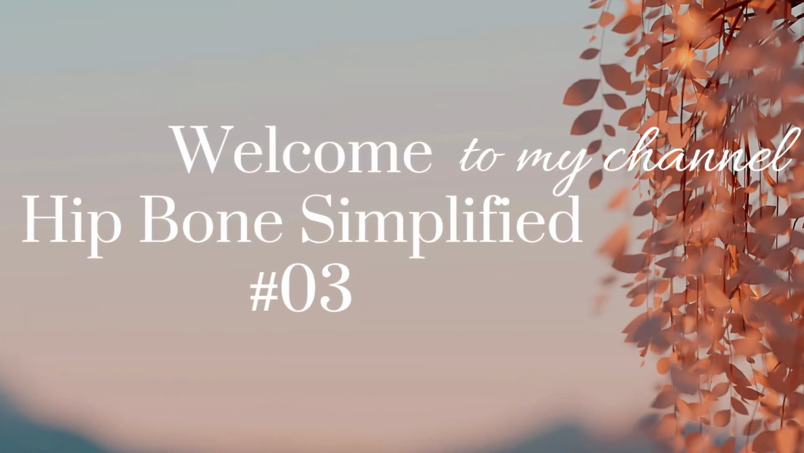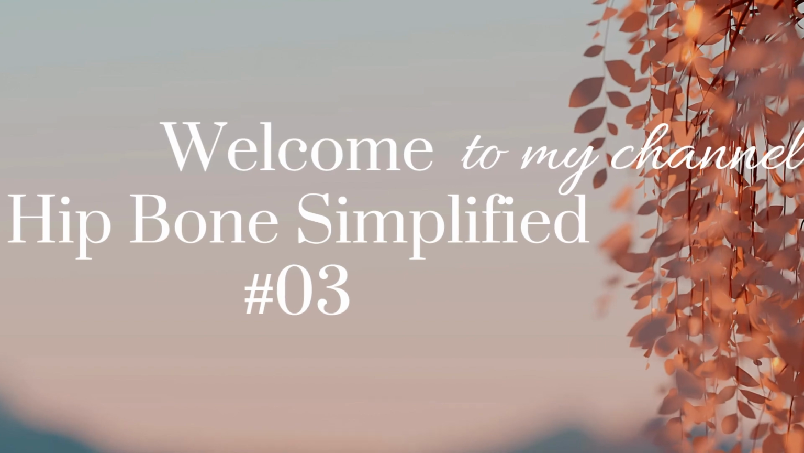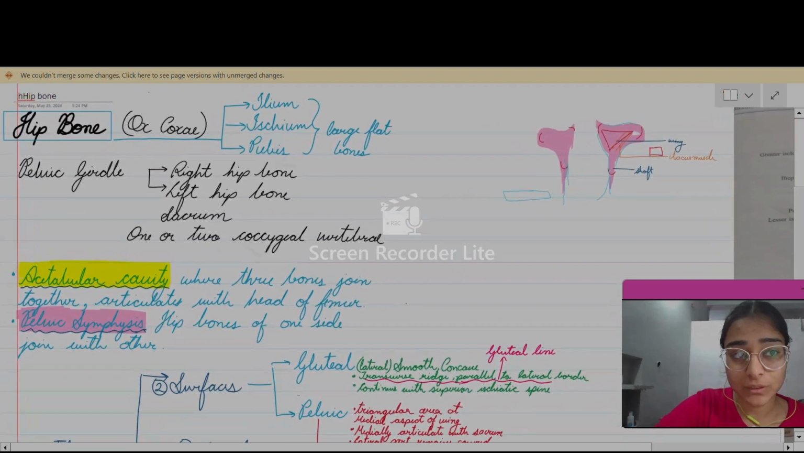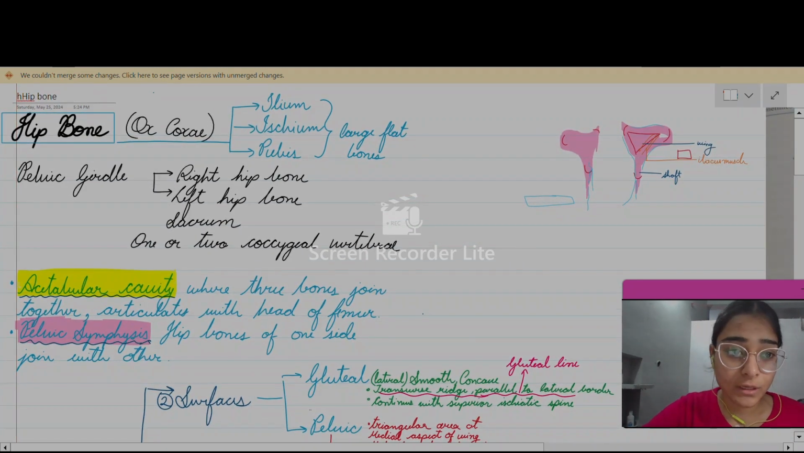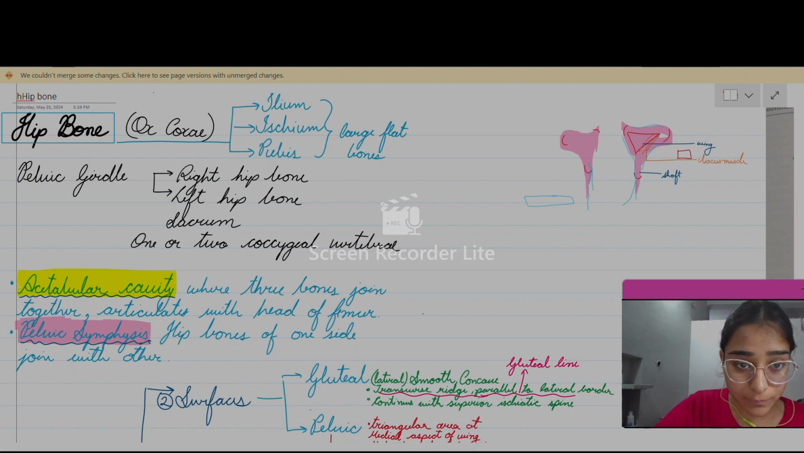This is hip bone simplified. So let's begin with the topic. Hip bone. Hip bone is also called os coxae. It is made up of ilium, ischium, pubis. These three are large flat bones.